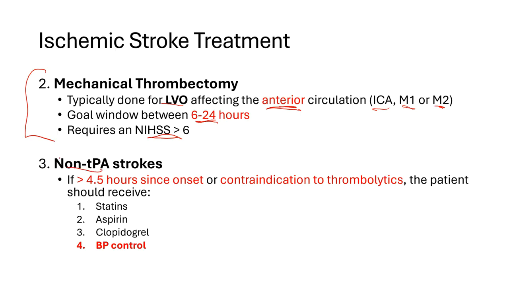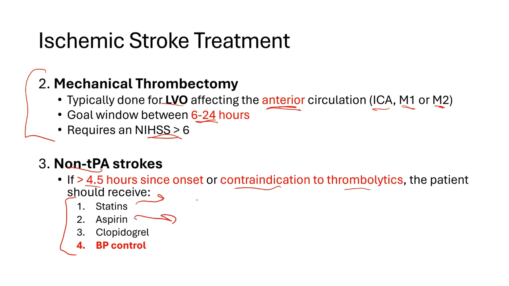Now, for non-TPA strokes, remember, if it's greater than 4 hours since onset or contraindications to thrombolytics, the patient should receive these 4 things: statins, aspirin, clopidogrel, and BP control. Statins do a lot more than just lower cholesterol. A lot of cardiac studies show that it helps stabilize plaques, decrease inflammation, break down plaques, etc. That's why these individuals are placed on statins.